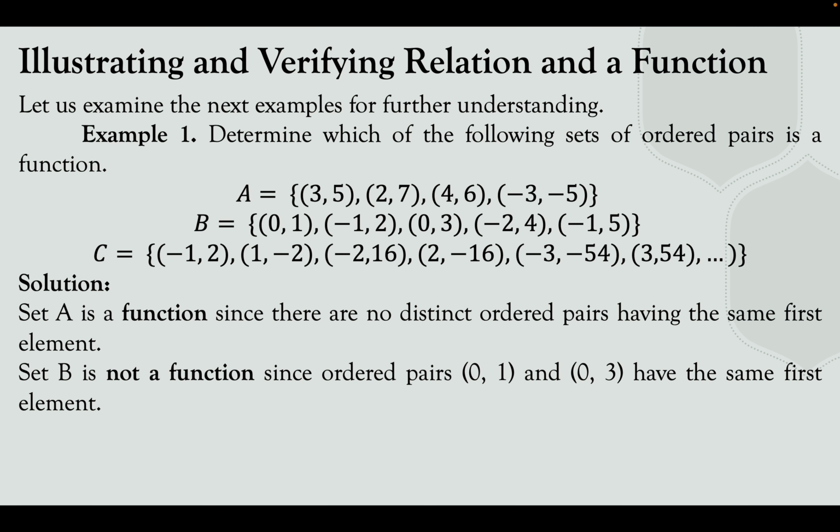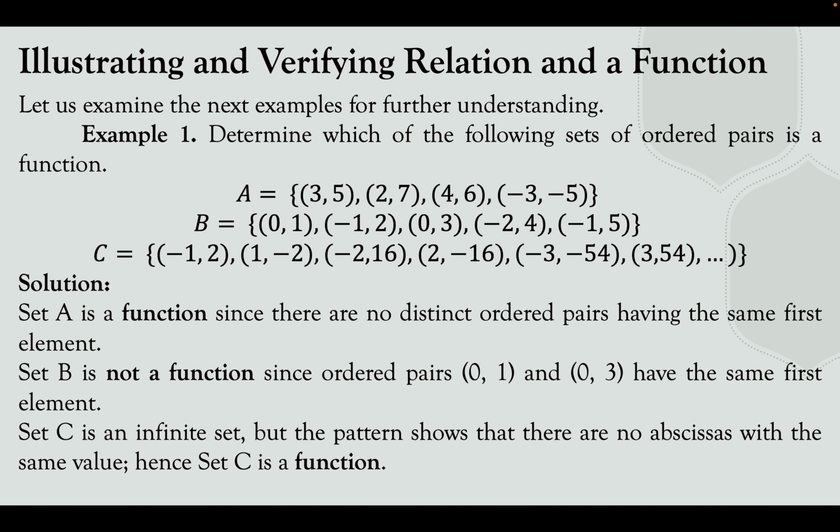So in set B, we have (0, 1), (-1, 2), (0, 3), (-2, 4), (-1, 5). So set B is not a function since in the ordered pairs (0, 1) and (0, 3), the 0 repeats. They have the same first element. So that means it is not a function. Again, a function may either be a one-to-one function or a many-to-one function.